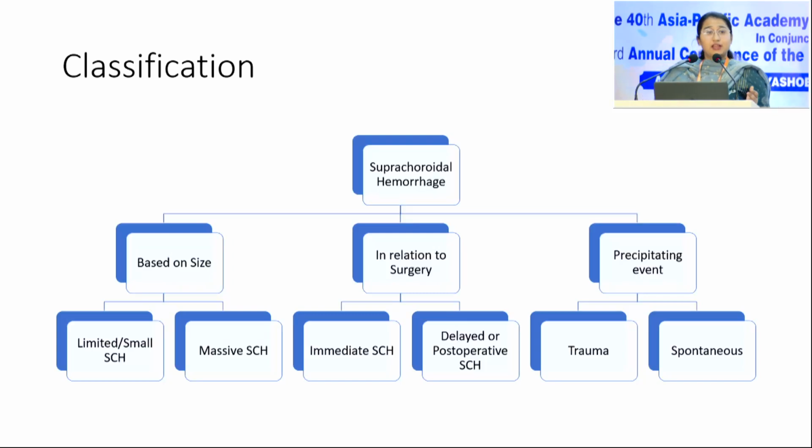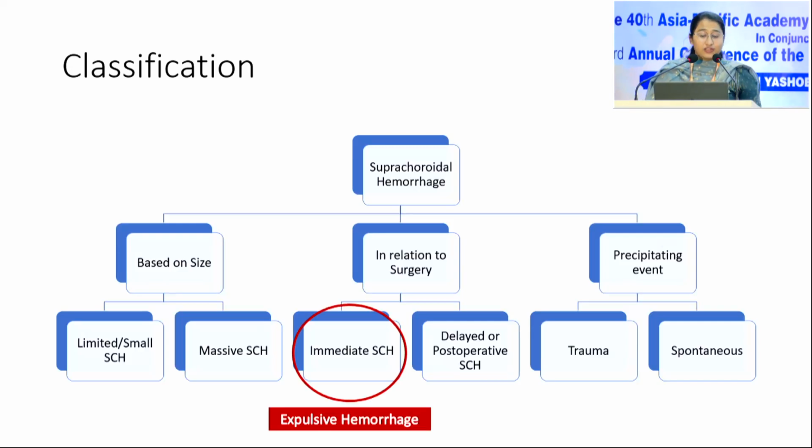If I classify it on the basis of relation to surgery, it could be immediate, that is during the surgery, or delayed in the post-operative period. When it occurs during surgery, it can cause expulsion of the intraocular contents, leading to an expulsive hemorrhage, a term coined by Terson. If I talk about the precipitating events, it could be post-traumatic or spontaneous. Spontaneous would be in patients prone to bleeding diathesis, like anyone on anticoagulant therapy.